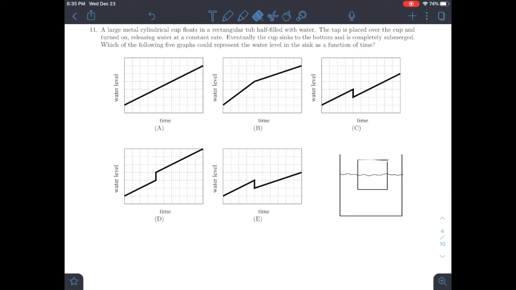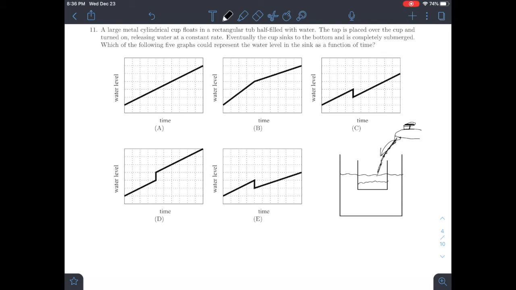The cup is iron, and there's a tap placed over the cup, turned on, putting water into this cup, making the water go over and over until the cup sinks into the water. Okay, so I'm going to draw a tap. This is a tap. And water is going into this cup.